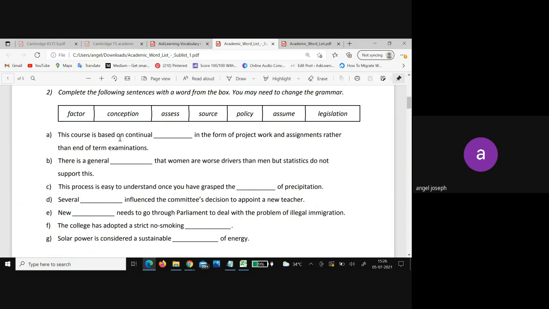This course is based on continual dash in the form of project work. Or a course that is based on... How would we put it? Continual something in the form of project work. There is project work and assignments, rather than end of the term examination. It is not exams; in this course, you have to put that word here. Rather, we are doing project work and assignments.